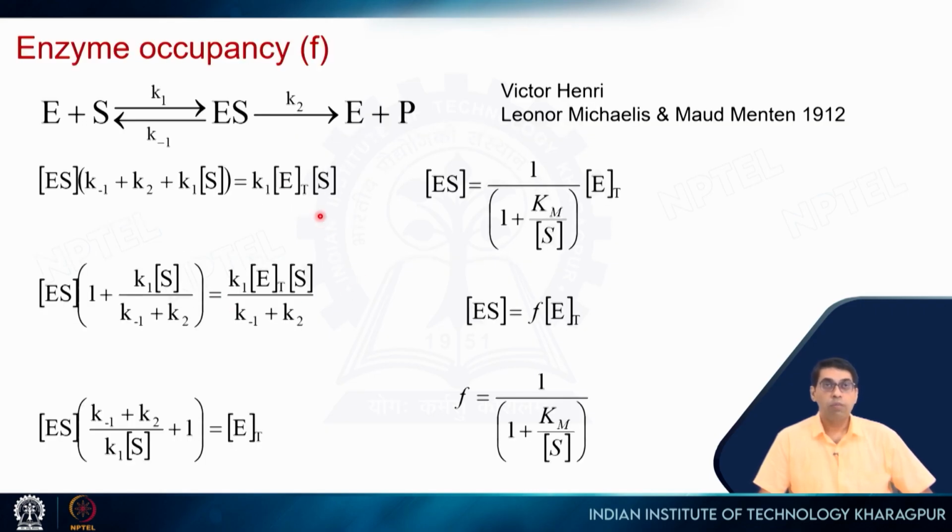So, let us look back at this Michaelis-Menten equation. Even though it is called the Michaelis-Menten equation, the concept was first introduced by Victor Henri, which was further developed by Michaelis and Menten, and their paper came out in 1912. So, in all textbooks, this is popularly known as Michaelis-Menten kinetics.